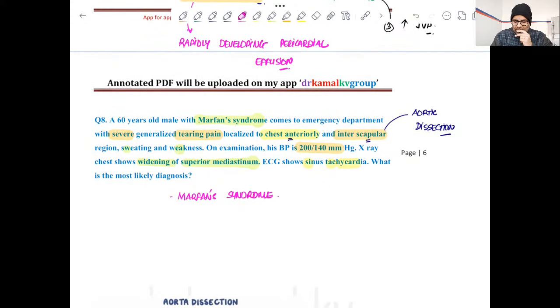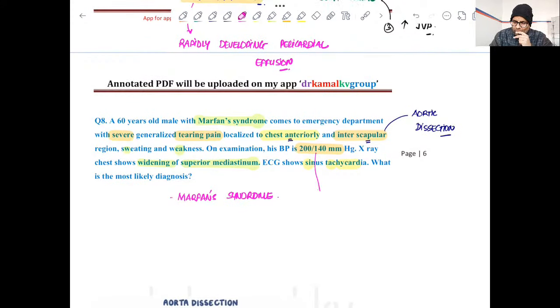But here, just for the sake of MCQ, we can take few more terms like BP is extremely high, and this is the reason why the blood flow is tearing through the walls of the aorta and entering through the tunica intima. Now there is widening of superior mediastinum, and this is because there is widening of the arch of aorta, because the blood, rather than flowing into the lumen, is going through the walls of the aorta, right? So this is very specific case of aortic dissection.